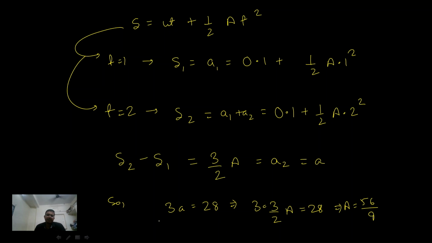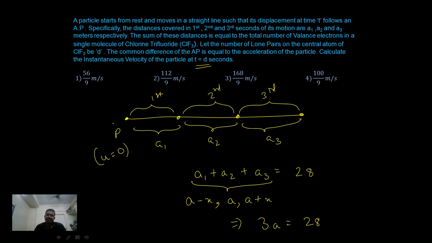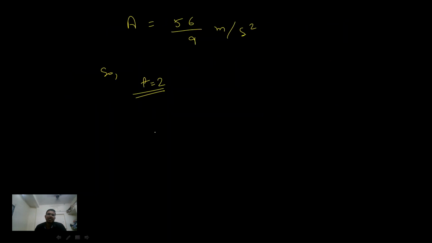Then we have got acceleration is 56 by 9 meter per second square. So what is instantaneous velocity? They are saying for t equals to 2, we have to find instantaneous velocity. Yes, instantaneous velocity. So what should we use? We can write it here as v equals to u plus at. Why? We have differentiated the previous equation to get this one, or we know that this equation is used for instantaneous velocity.